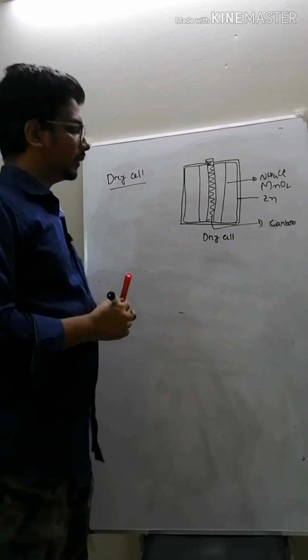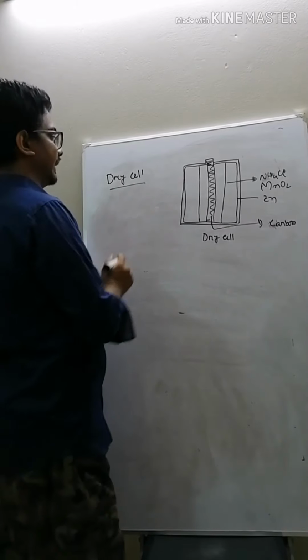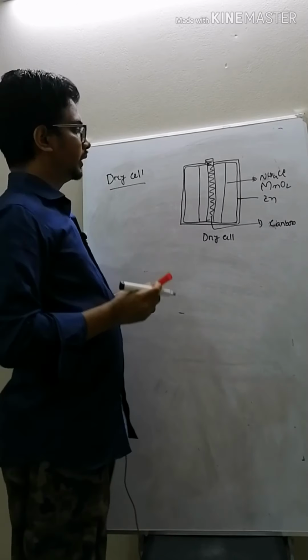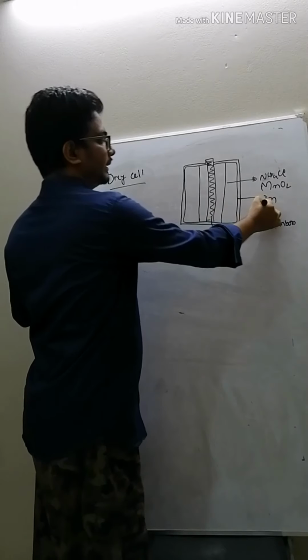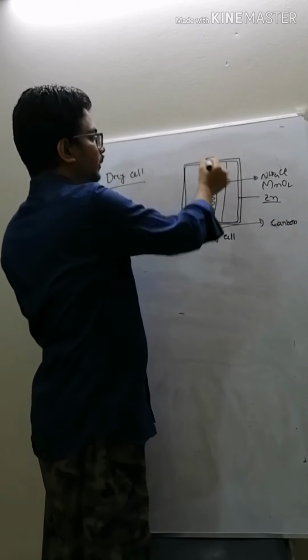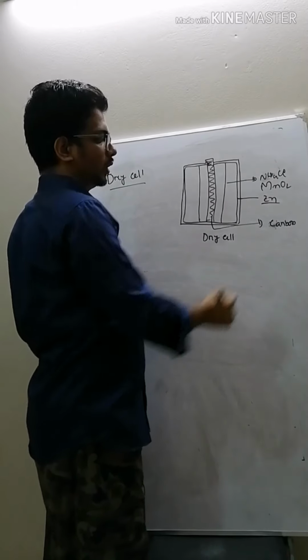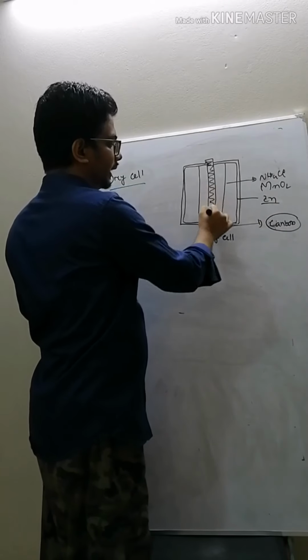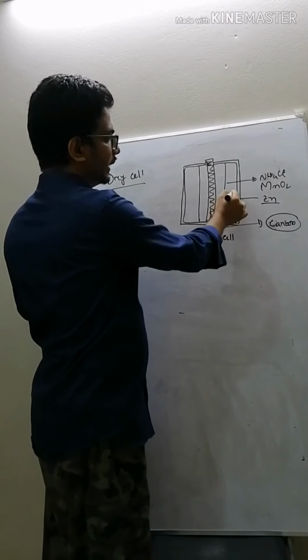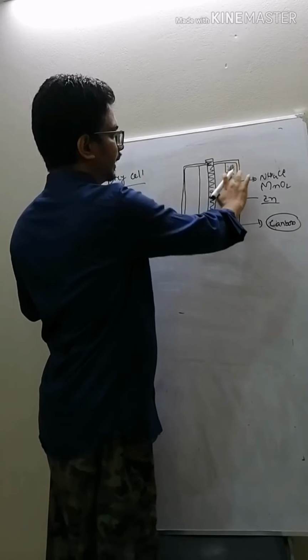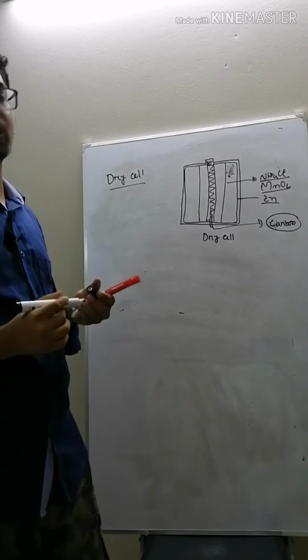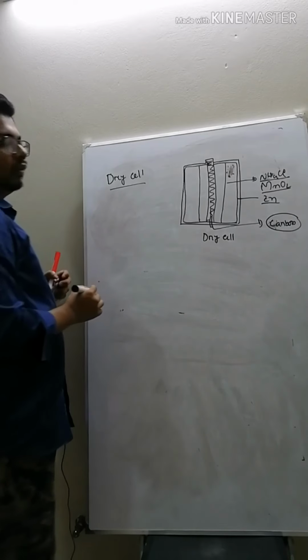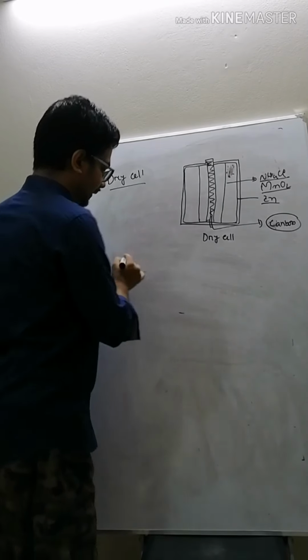Okay, again we talk about the dry cell. Here we draw the picture of the dry cell. Here the anode is zinc and the cathode is a carbon electrode. Here we use a paste of ammonium chloride, manganese oxide, and so on. The reactions of the dry cell are given here.